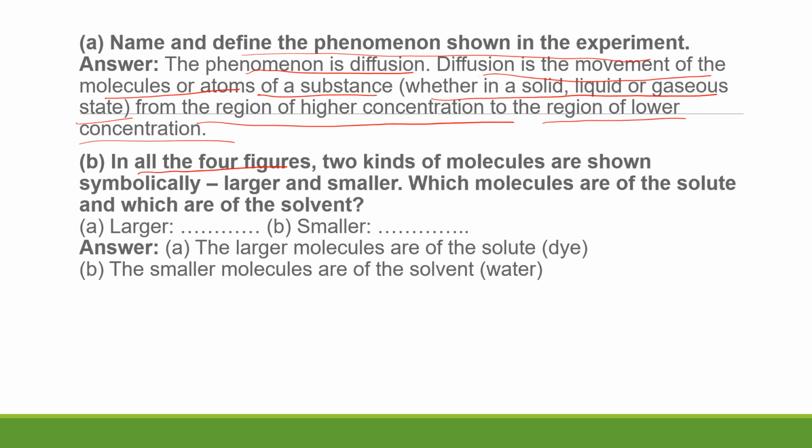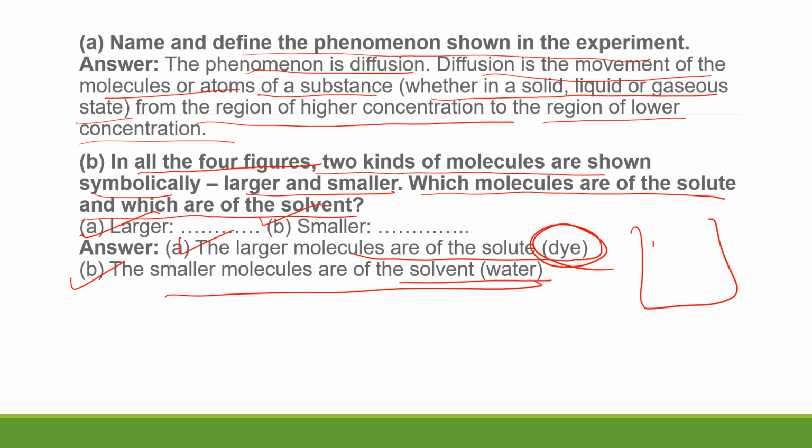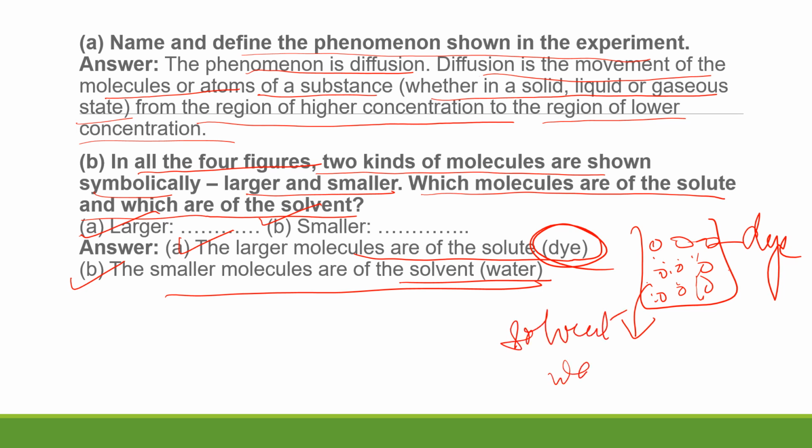Now in all the four figures above, you can go back and check what the figures are. Two kinds of molecules are shown symbolically, larger and smaller. Which molecules are of the solute and which are of the solvent? You are supposed to write that the larger molecules are of the solute, that is the dye, and the smaller molecules are of the solvent. So in this beaker, the larger molecules as shown in the figure are of the solute or dye, and the smaller molecules like dots which have been shown there are of the solvent, that is of water.